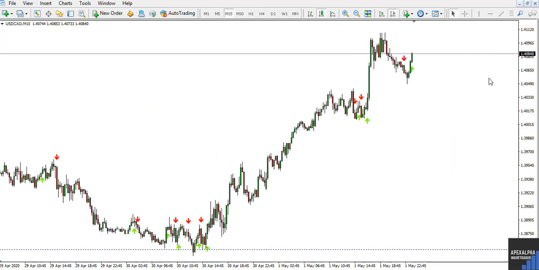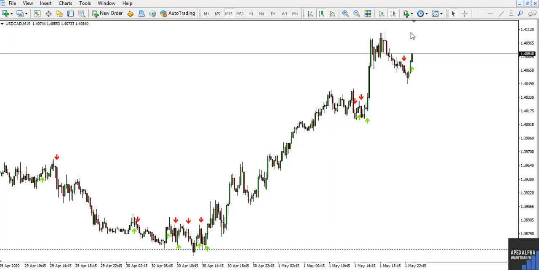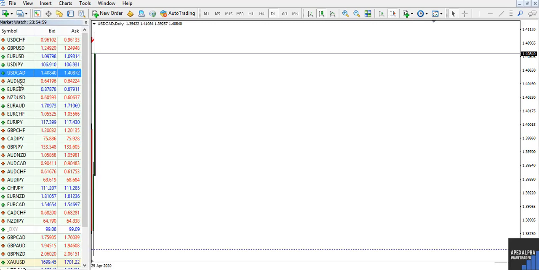Okay, so whatever happens, this region here, once the market can cross here, you should be able to get an opportunity to go long. All right, so that's it for the USD card. Let's go to the next one quickly.